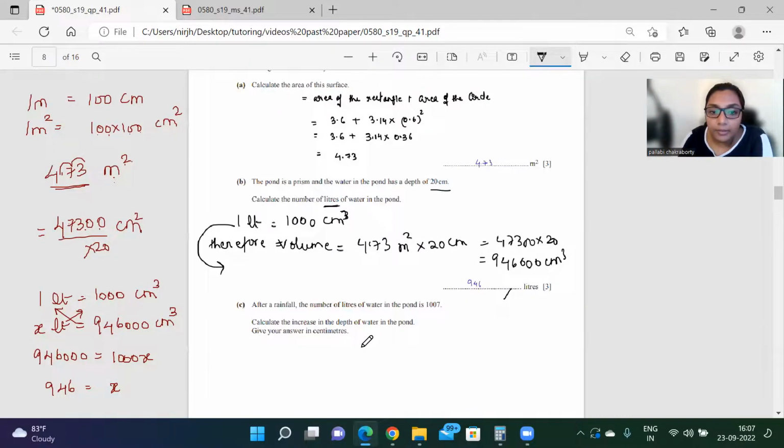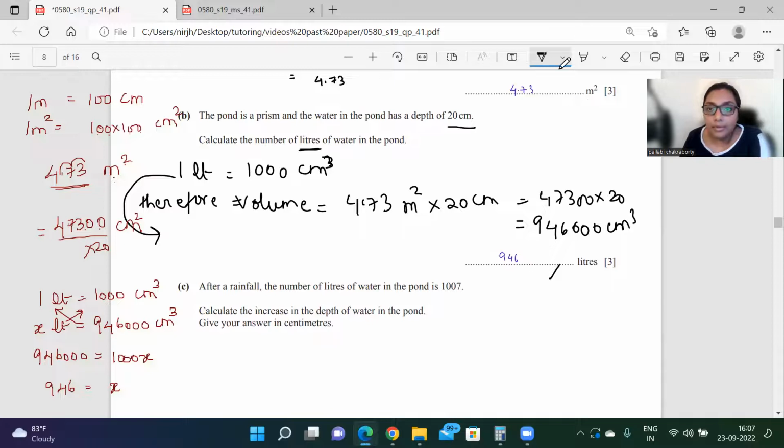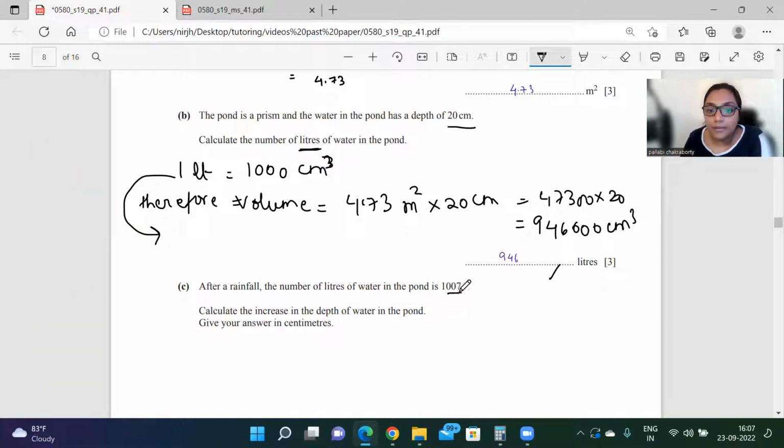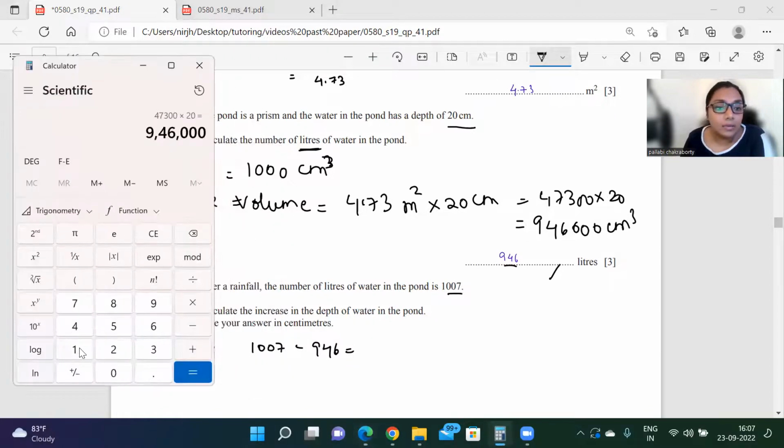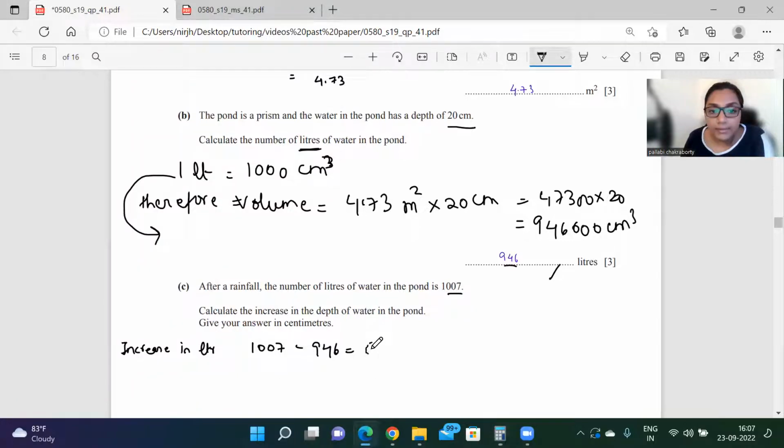After the rainfall, the number of liters of water in the pond is 1007. So now it was already 946. Now it has increased to 1007. So what is the increase in liters? So you will write like this: increase in liters is 1007 minus 946. Let's see how much is the increase. It is 1007 minus 946, which is equal to 61 liters, right? Calculate the increase in the depth of the water.